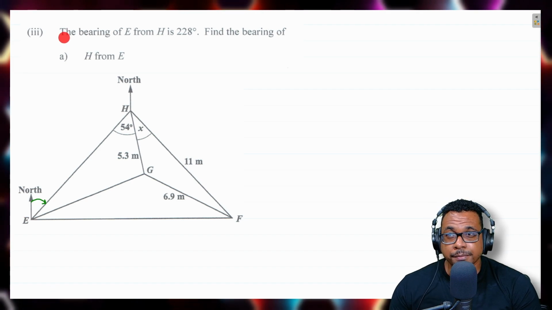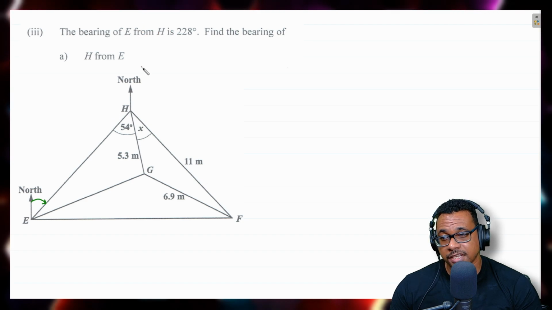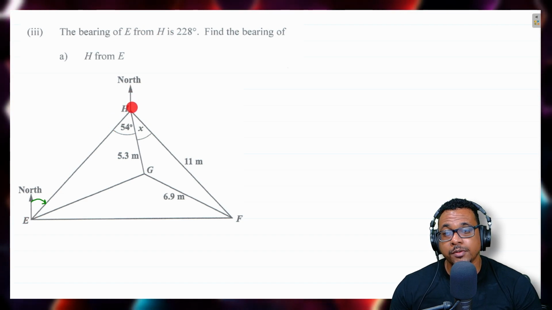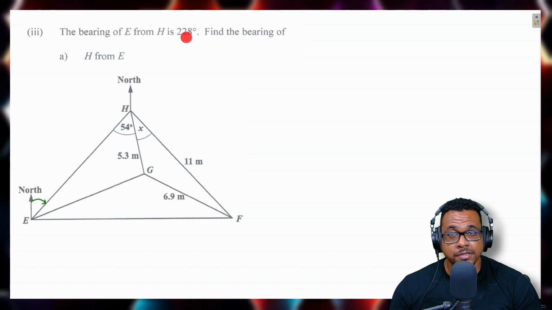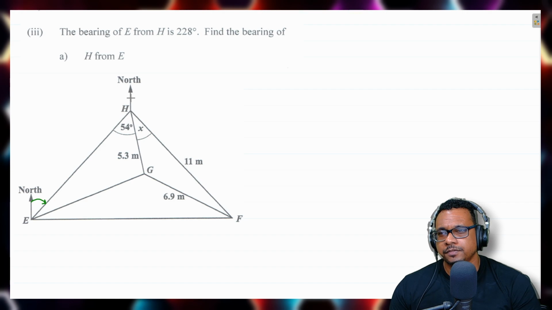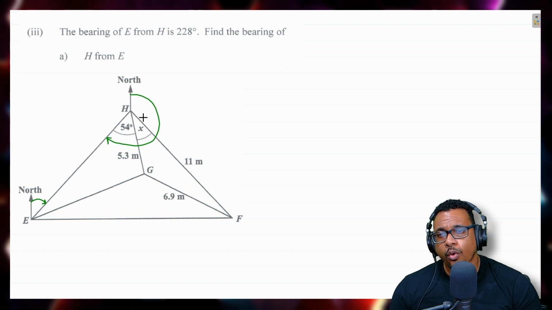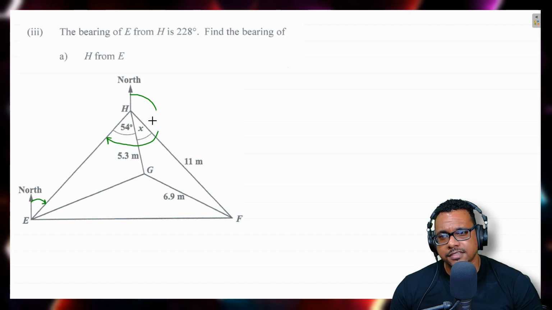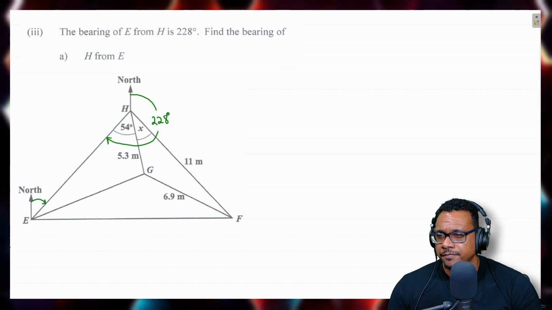Remember, we have here that the bearing of E from H is 228 degrees. So E from H. We have the north line on H, and we're taking the angle in a clockwise direction from this north line, and that angle has to be 228 degrees. So in a clockwise direction, we're going all the way around to touch here like that. And that whole angle has to be 228 degrees. Now let's just draw a separate diagram with this information.